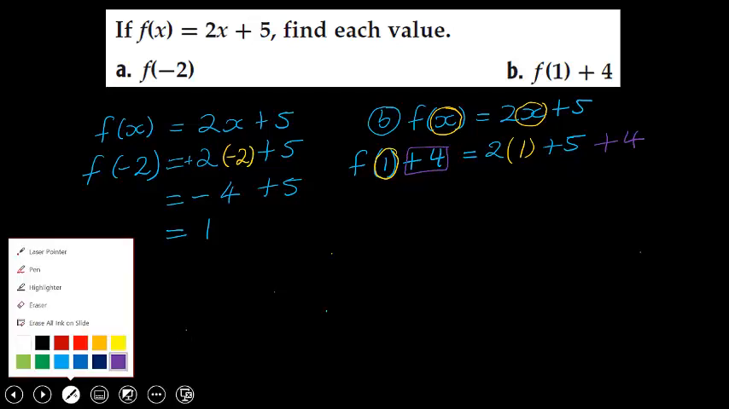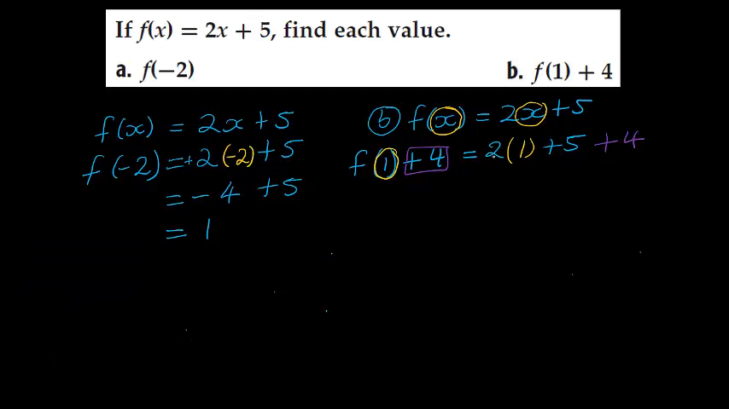So if I calculate this, this becomes 2 times 1, which is 2, plus 5 plus 4. 2 plus 5 is 7. 7 plus 4 is 11. The f of 1 plus 4 is equal to 11.